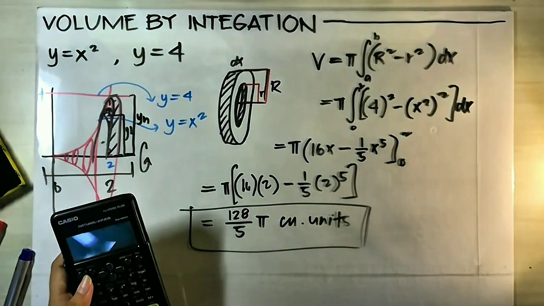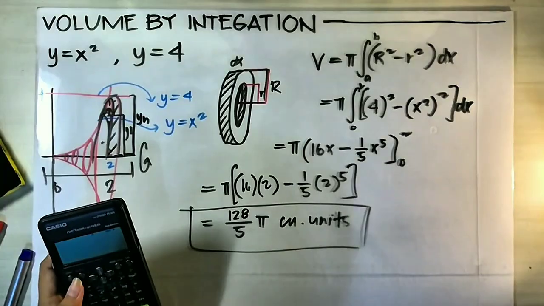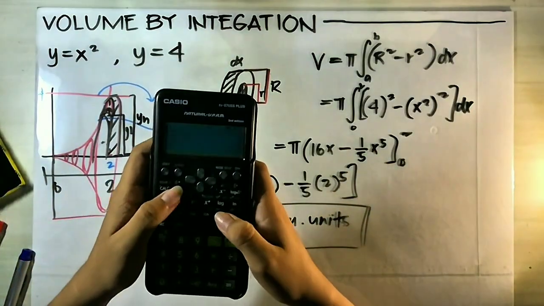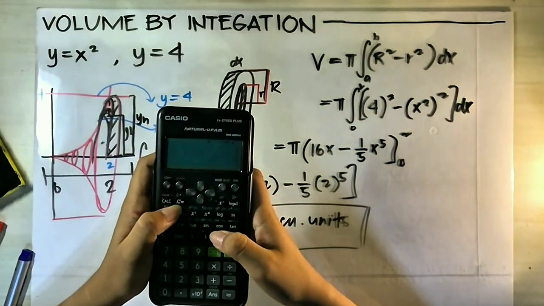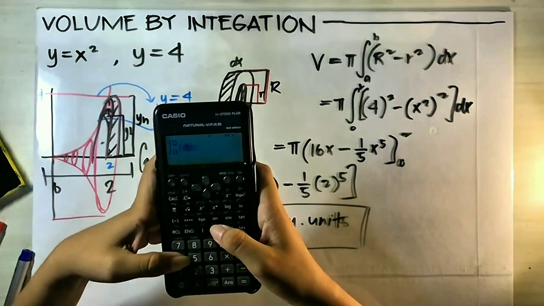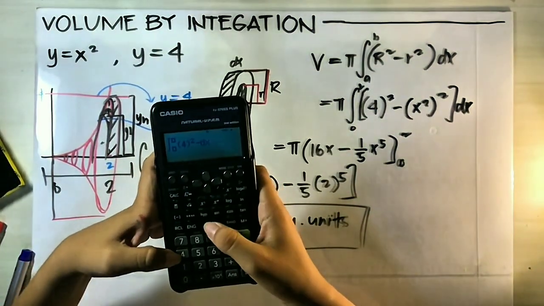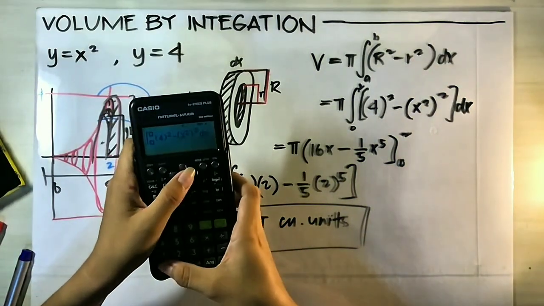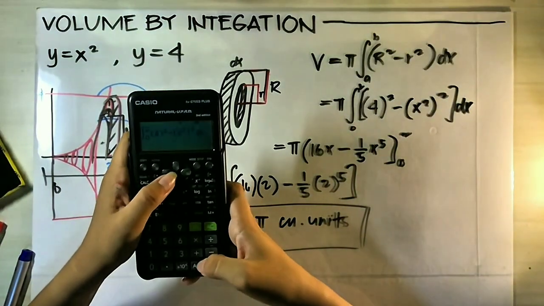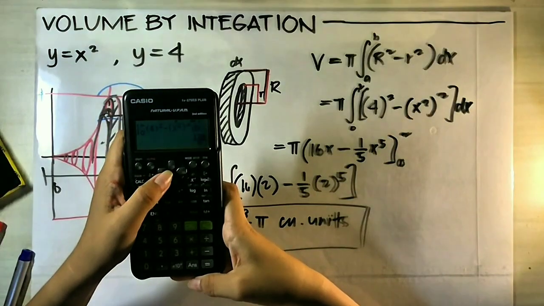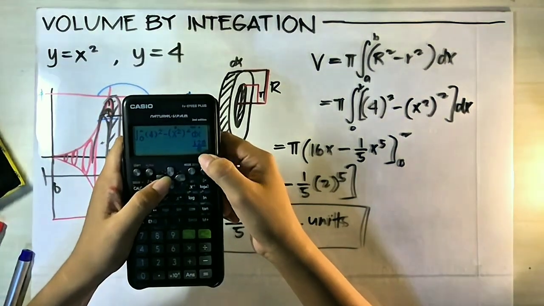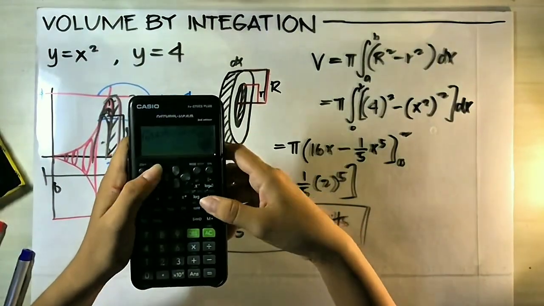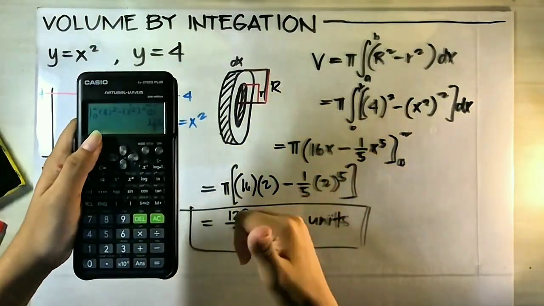If you want to make a shortcut on your calculator, what you need to do is the integral of 4 squared minus x squared from 0 to 2. So that is 128 over 5, times pi, since I didn't put the pi here. So yeah, we are good.